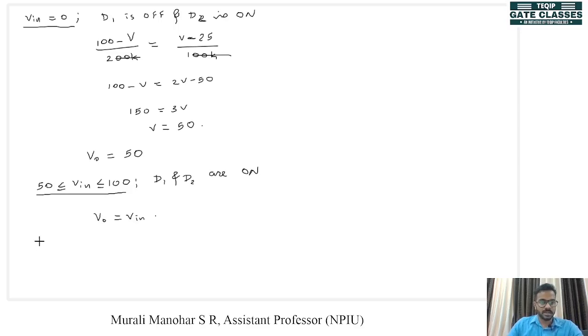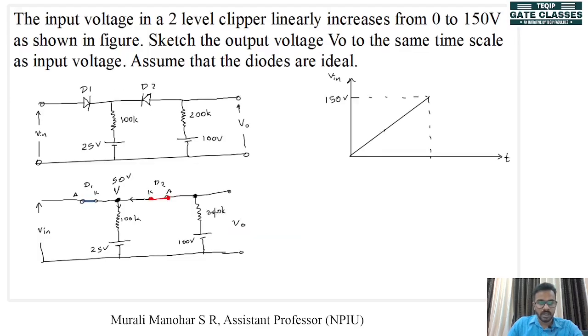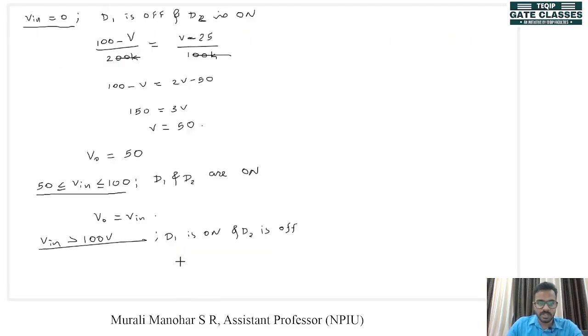Now we know the third condition, right? When V in is greater than 100 volts. In this case, D1 is on and D2 is off. When D2 is off, now this is an open circuit. Now D2 becomes open circuited. Now our output is not connected to input. What will be the output? Output will be equal to 100 volt because it is clamped to this source. In this case, V out will be equal to 100 volts.